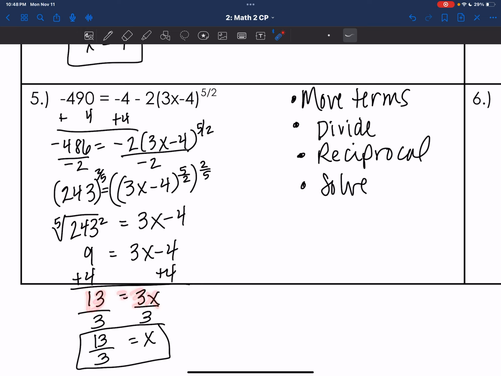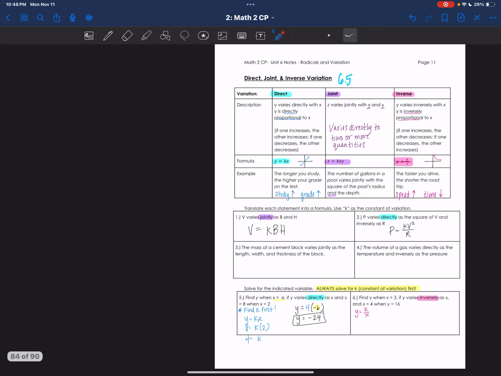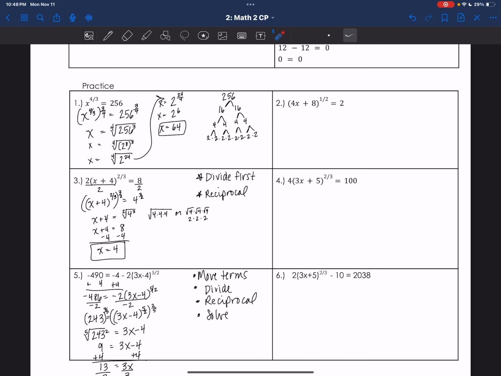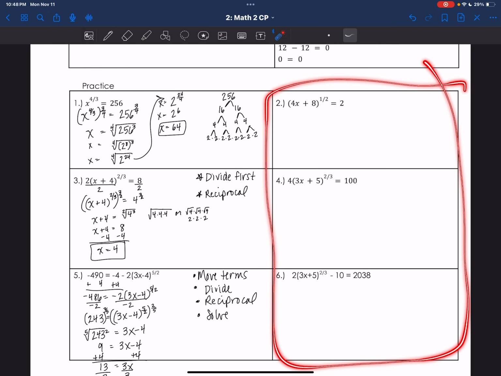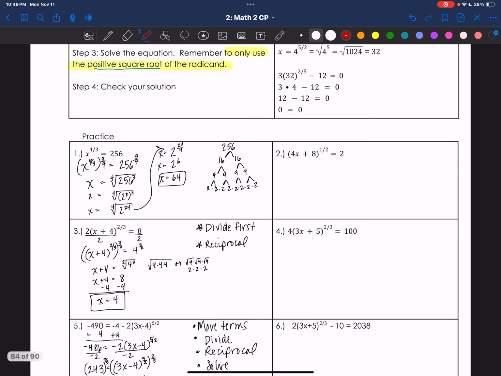Now we got a fraction here. That's okay. Fractions are your friend. Learn them, live them, love them. And then that is your answer. So it's okay, you got a fraction, but we're still going to do the same thing. All right, so now you're going to go through and complete these. But don't forget, make sure you're multiplying by the reciprocal, so you want your exponent to equal 1 when you're done on the other side, so it cancels out.